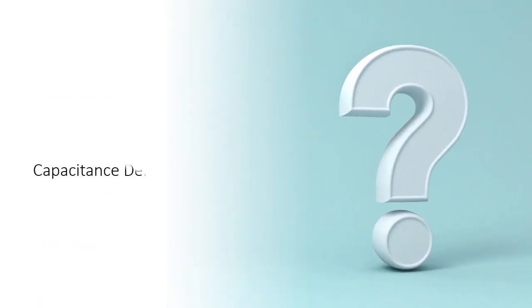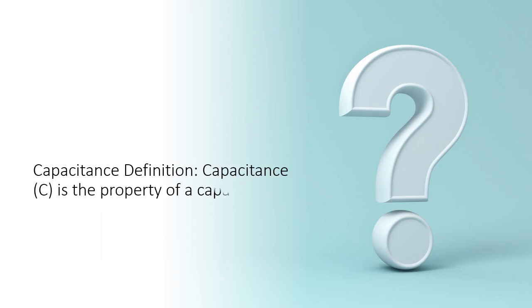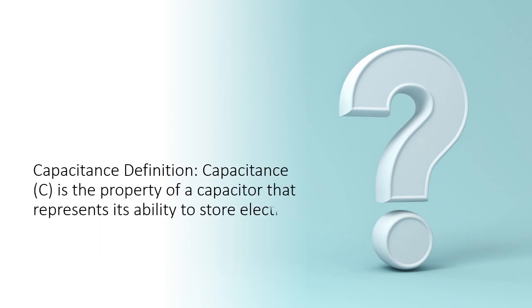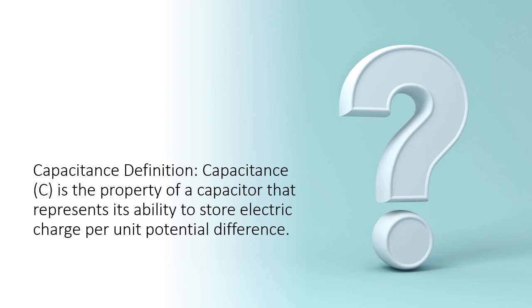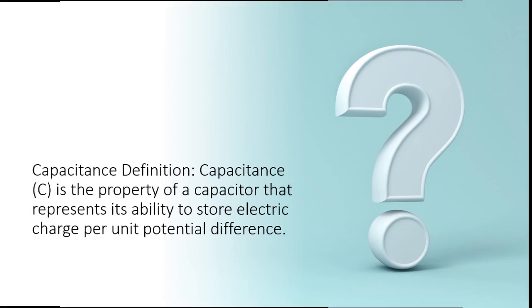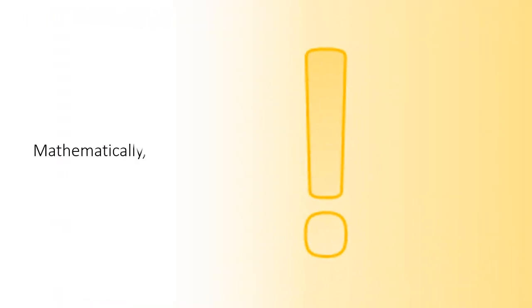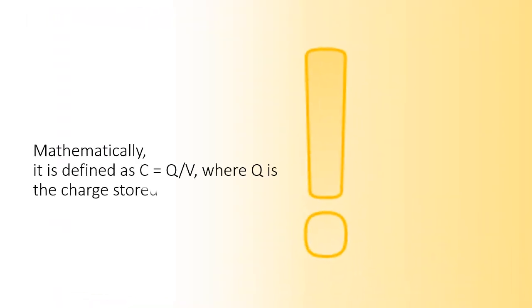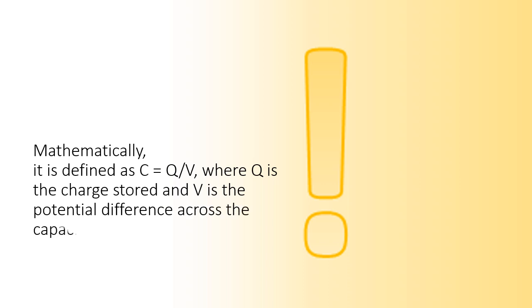Capacitance definition. Capacitance, C, is the property of a capacitor that represents its ability to store electric charge per unit potential difference. Mathematically, it is defined as C = Q/V, where Q is the charge stored and V is the potential difference across the capacitor.